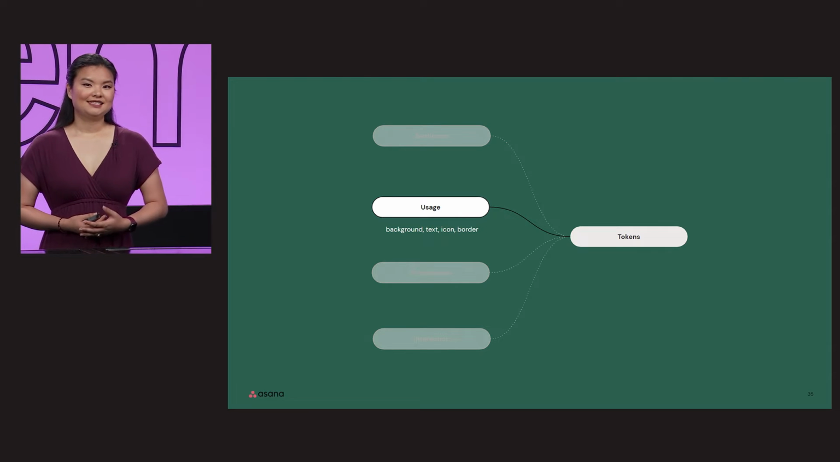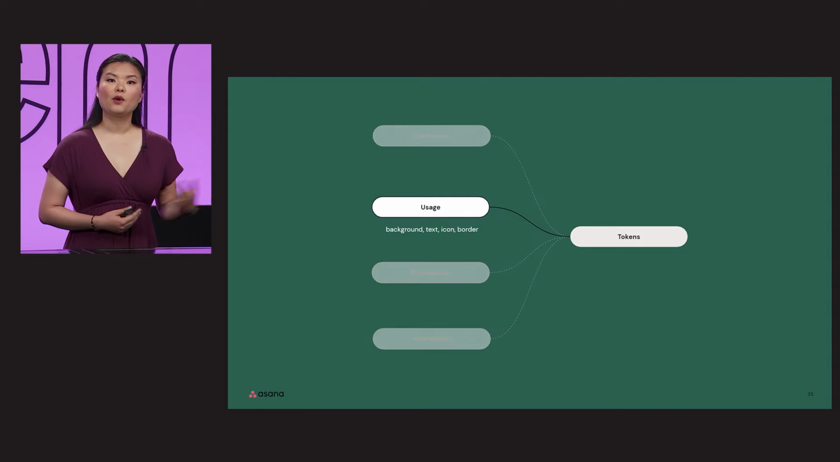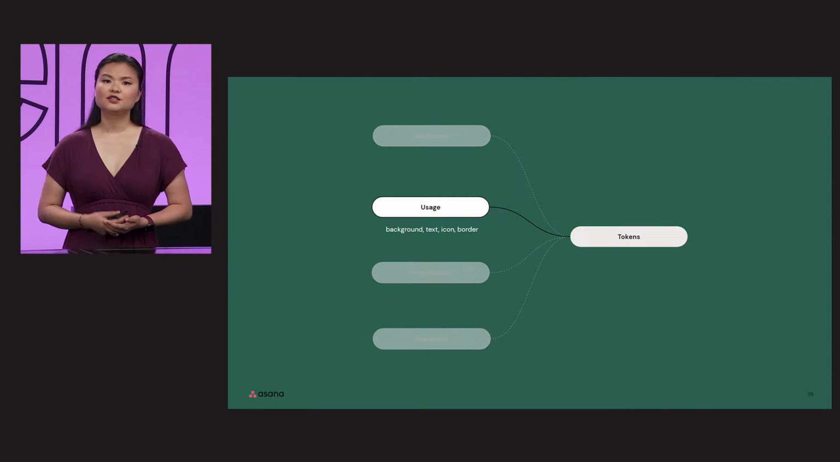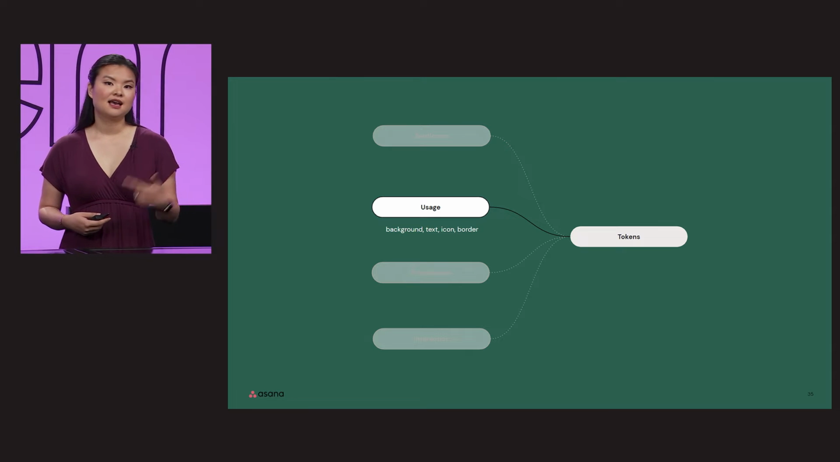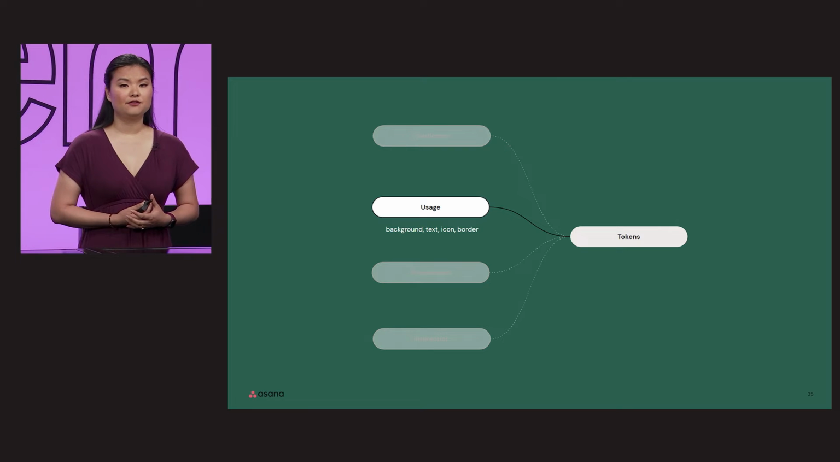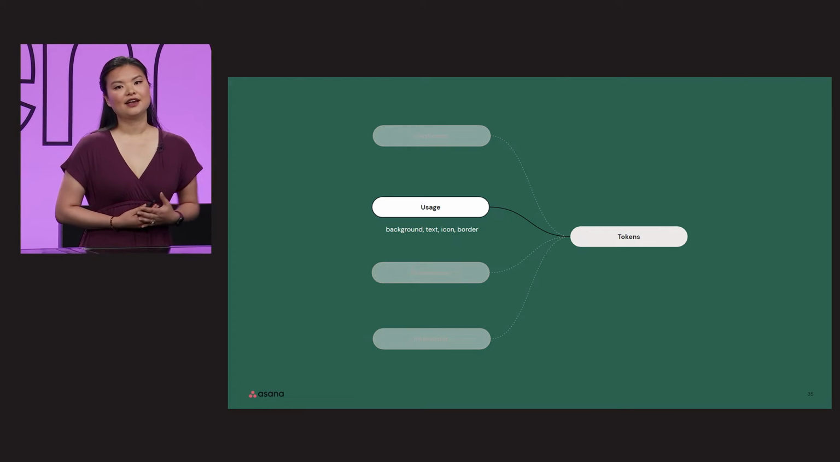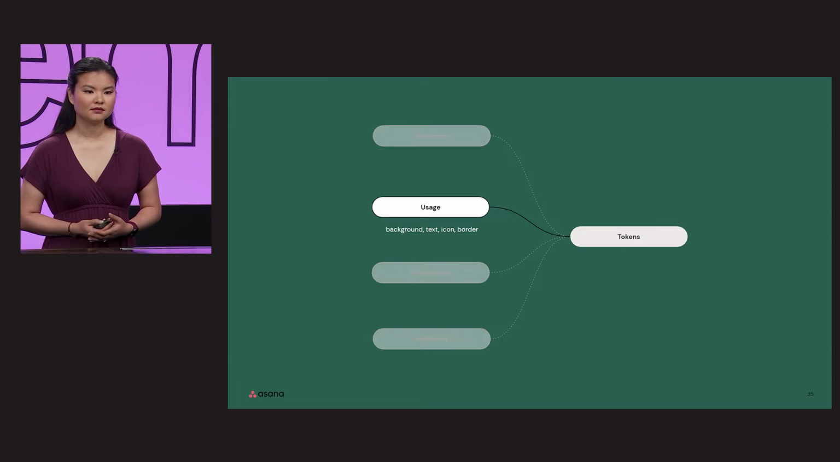The next piece of semantic information we wanted to represent is usage, which refers to where a color is used on a component. So for example, whether the color is being used as the background, text, icon, or border color. We wanted to include this information to ensure that text and icon colors have sufficient contrast with their backgrounds.